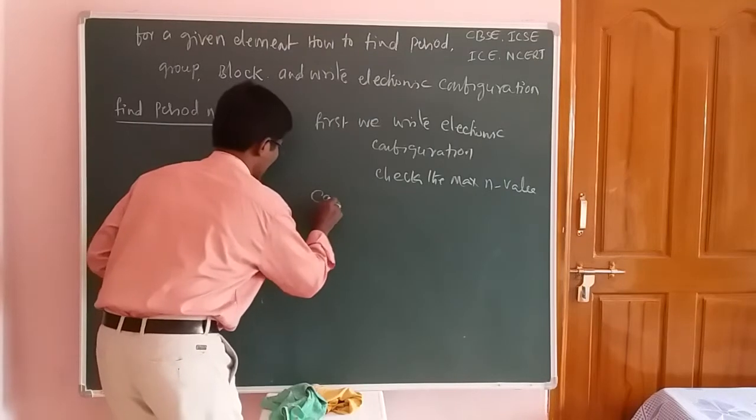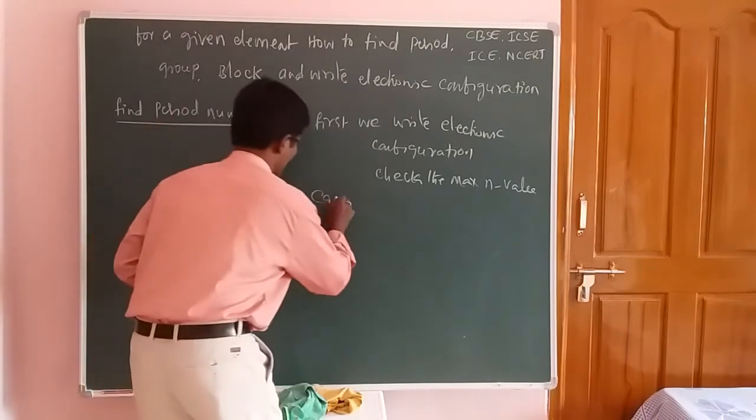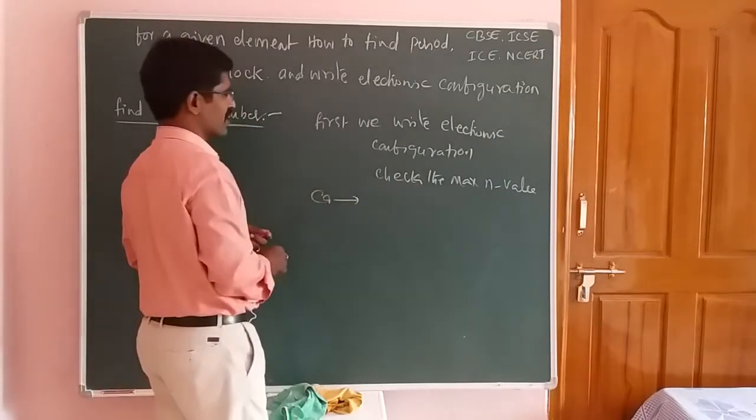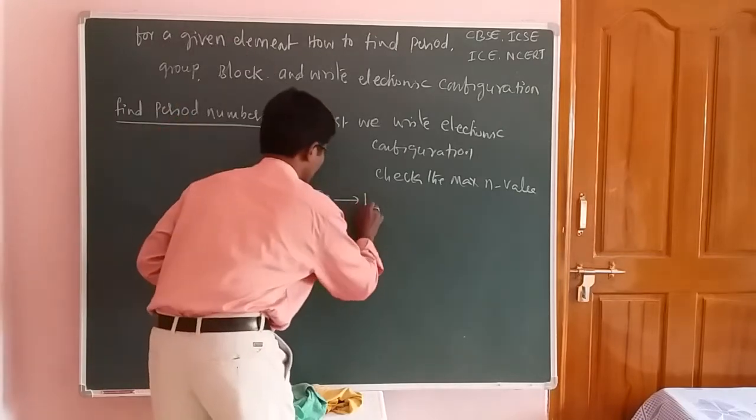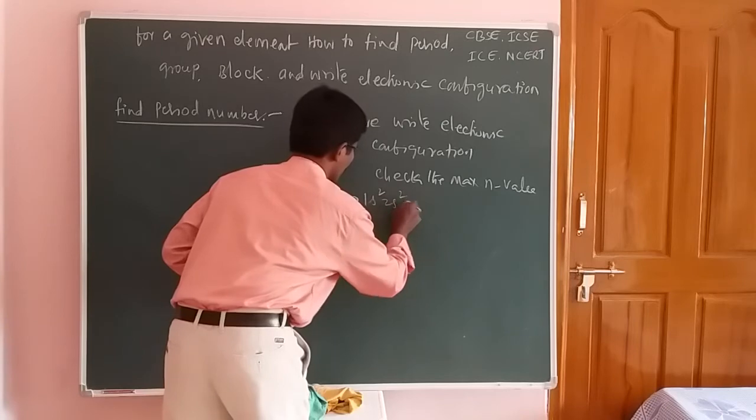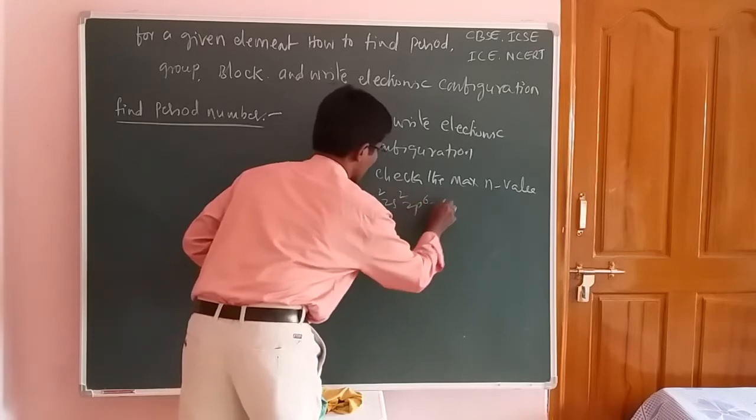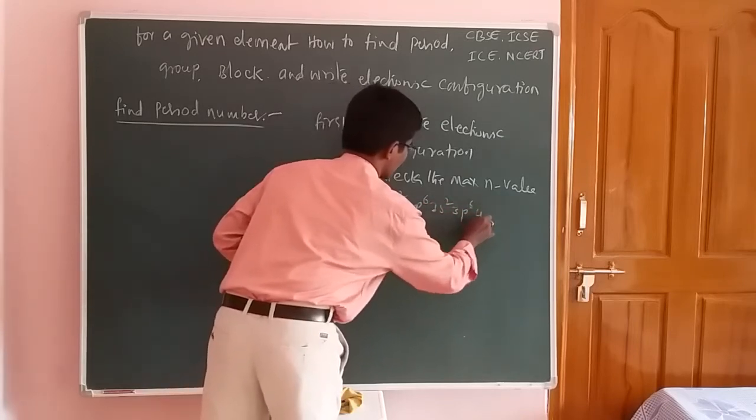So here this is the calcium atomic number, students. And now here, what is the electronic configuration? How to write the electronic configuration for calcium? Now that is 1s2, 2s2, 2p6, 3s2, 3p6, and next in the 4.